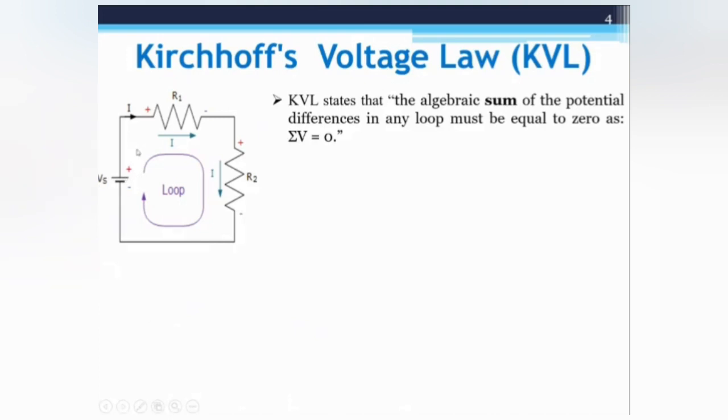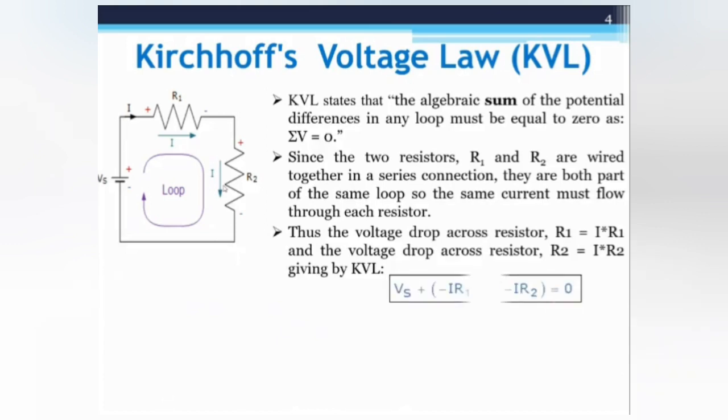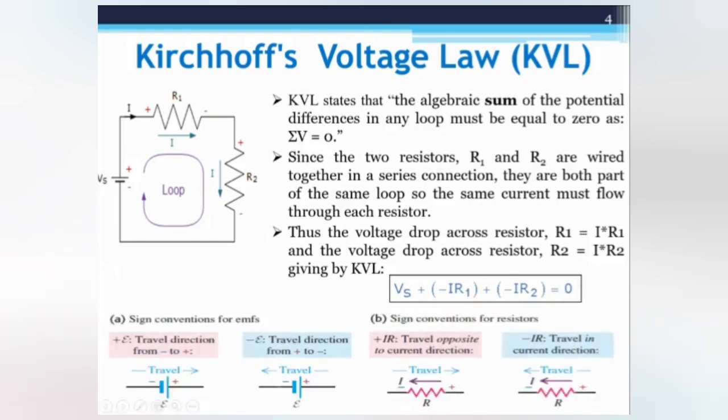Now see this figure. This is one closed circuit. Here the supply voltage is Vs. There are two resistors connected in series, R1 and R2. So the voltage drop in R1 is IR1. Similarly, the voltage drop in R2 is IR2. So according to the KVL, Vs equal to IR1 plus IR2. When we write the final equation for this circuit, we can write Vs minus IR1 minus IR2 equal to 0. This is the KVL, Kirchhoff voltage law. Here the sign of the potential difference is also given.